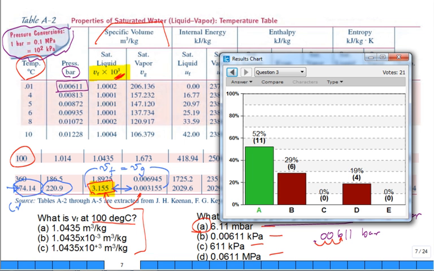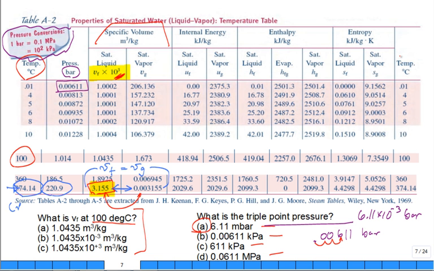But why do we only have 50-some percent correct answer? Because you have to get real familiar with pressure conversions, okay? We don't see millibar often. We see kilopascal, bar, megapascal, atmosphere, a lot of other pressure units. So please just get very familiar with pressure unit conversions. All right. There's a couple other things that I need to point out on this.